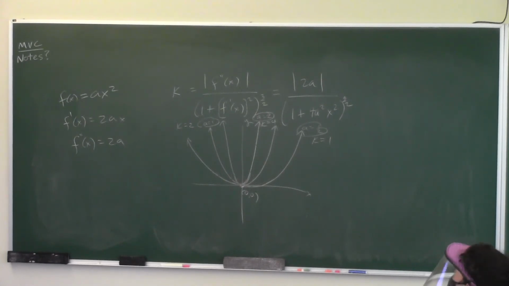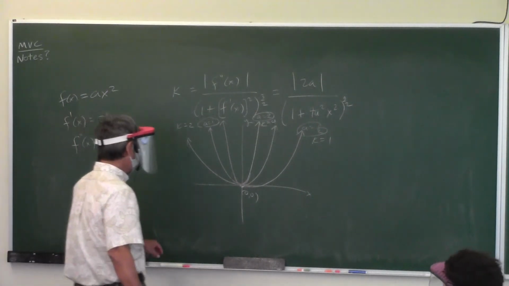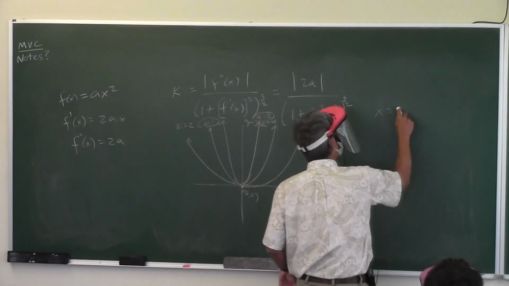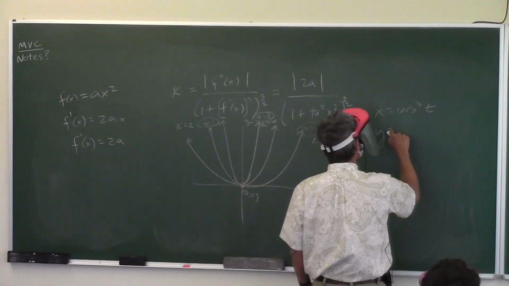No redemption for you. That's the hypocycloid of 4 cusps. Come on, x equals cosine cube t, y equals sine cube t. I told you guys this.